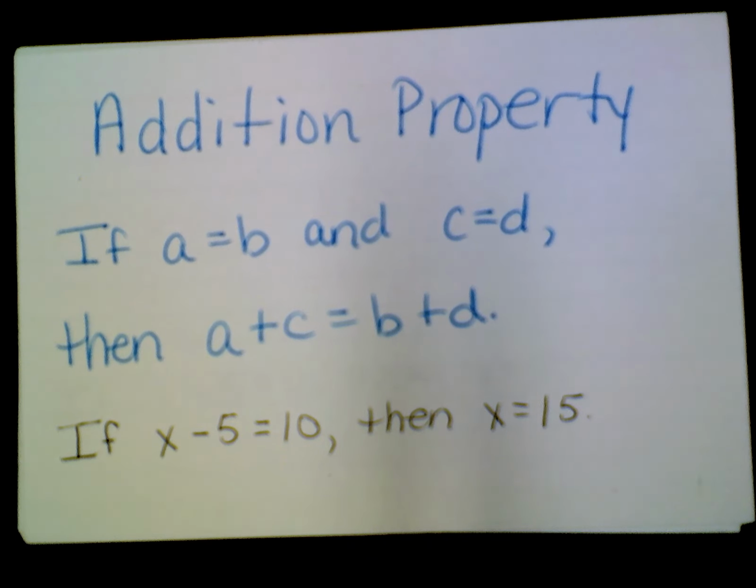That property says if you have A equal to B and C equal to D, then A plus C would equal B plus D. This is the property that allows you to add equal quantities to both sides of an equation. In the example at the bottom, if we have x minus 5 equals 10, we can add 5 to both sides and get x equals 15.